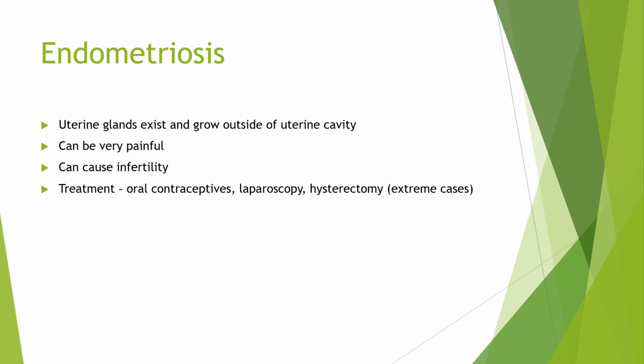Endometriosis, so uterine glands exist and they grow outside the uterine cavity. This can be very painful. It can cause infertility. Treatment's going to include contraceptives, laparoscopy, and hysterectomy in extreme cases. We need to make sure with these patients we are using therapeutic communication. This can be very traumatic for these patients, especially if they are infertile. So therapeutic communication, again, is very important, especially when family planning is failing.